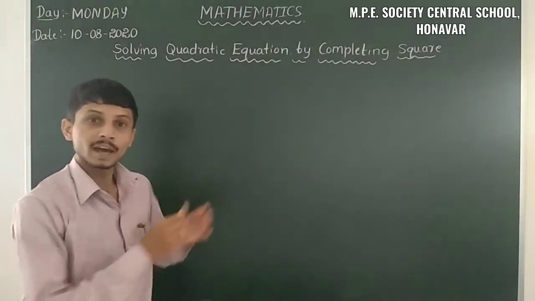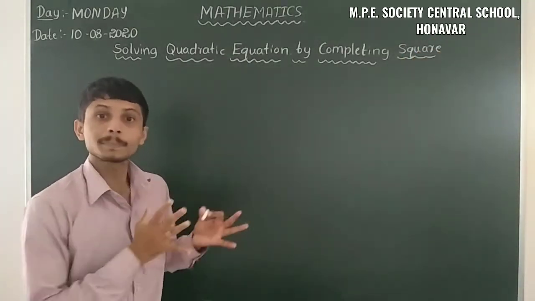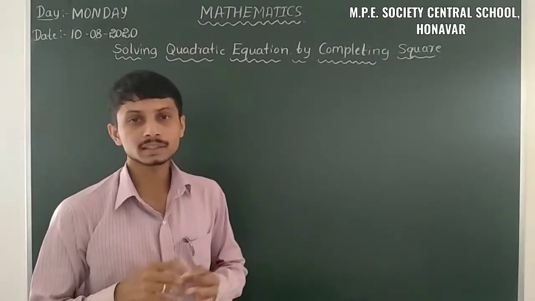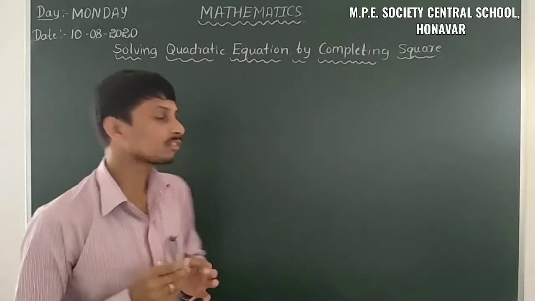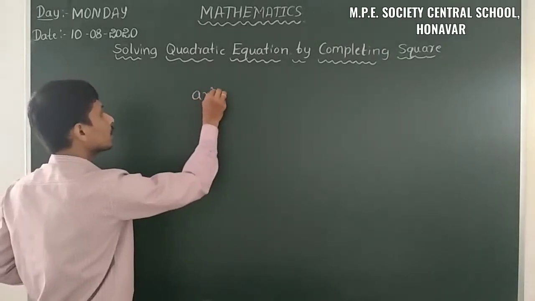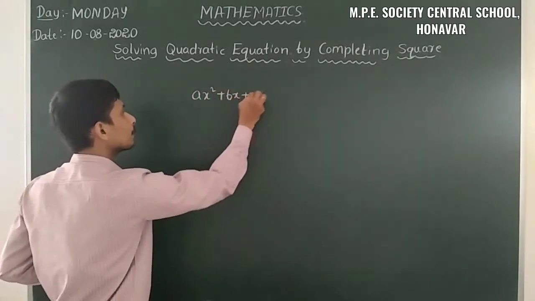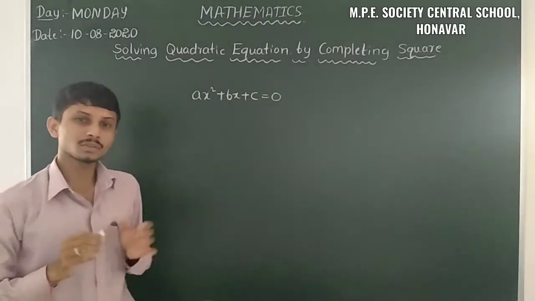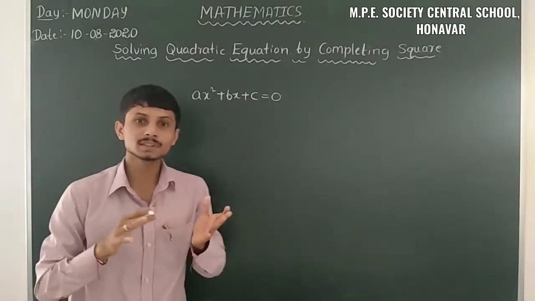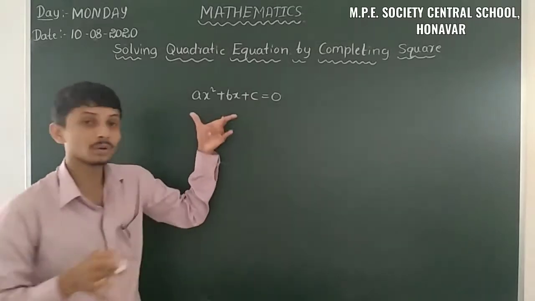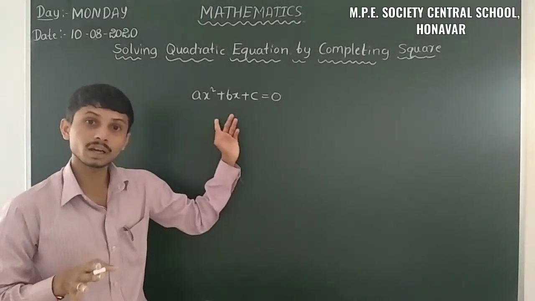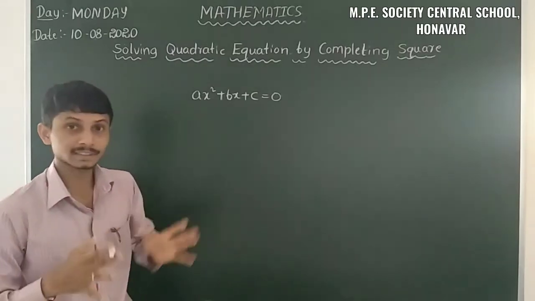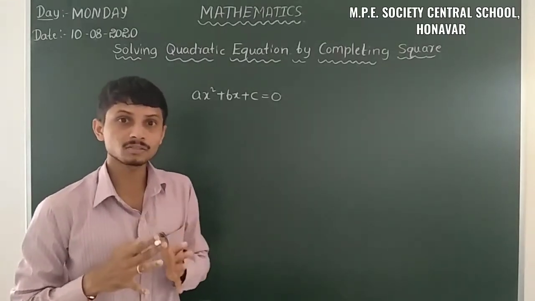Yes, so we have to learn about completing square. So what is meant by completing square? Here when we are taking the quadratic equation, it's in the form of ax square plus bx plus c is equal to 0. Just observe here, we can write it as a square plus 2ab plus b square. Here the first term is ax square form, that means squaring form it is.